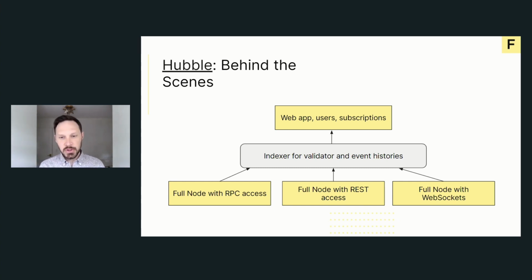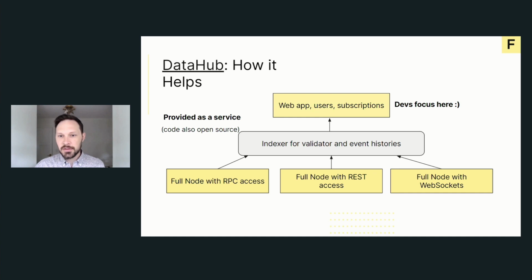So you end up writing this in-between layer, this gray box where it says indexer for validator and event histories. Usually this is a surprise to a lot of people: you have to, one, run the lowest level nodes, two, write this indexing code, but really what you want to be doing is focusing on the top, your actual web app. And so that's really why we built DataHub: developers, you can focus here. Just focus on the top. We'll provide the two bottom layers as a service.